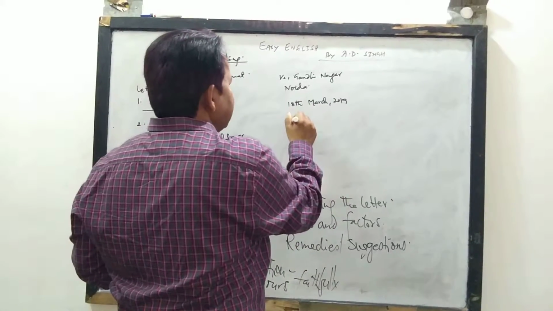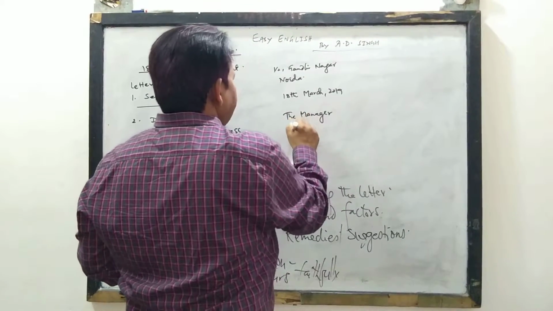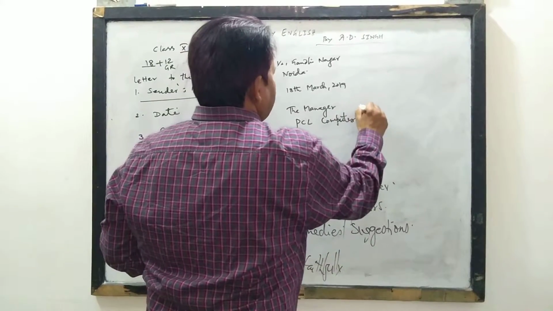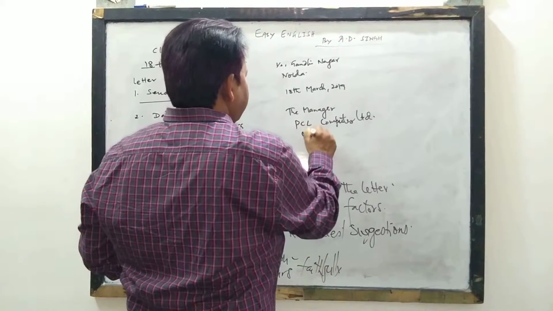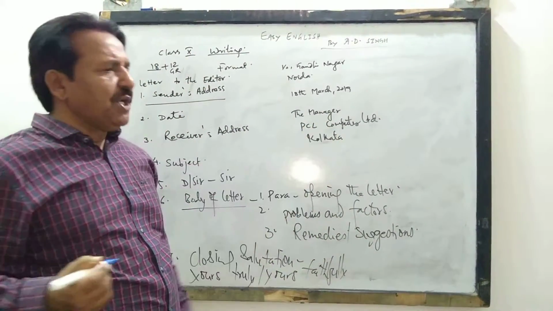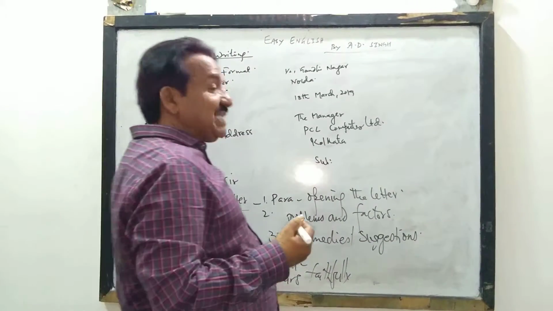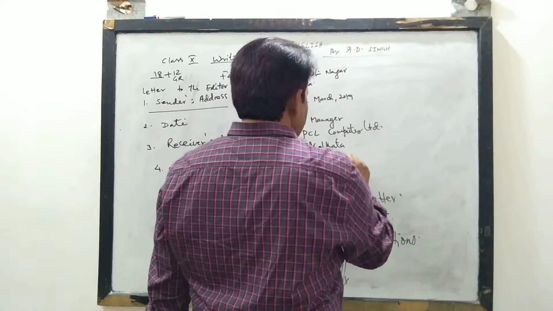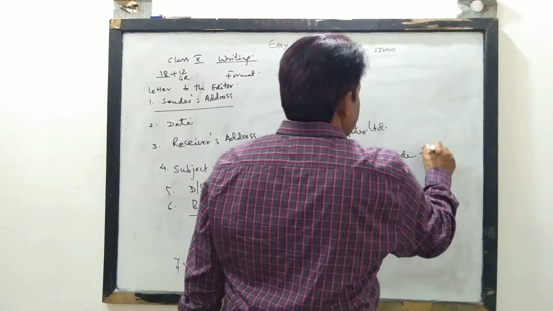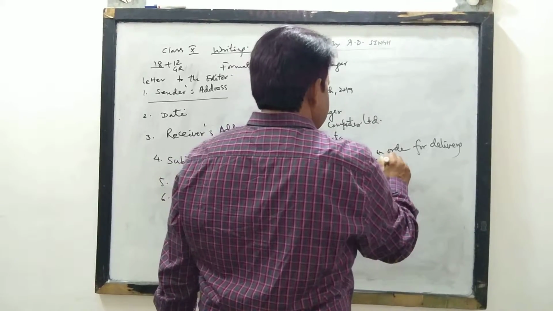After that, the receiver's address: the manager, PCL Computer Limited, Kolkata. You are just ordering this from Kolkata. A company from which place? Kolkata. The manager PCL Computer Limited, Kolkata. Now you write subject. What will we write as subject? Placing an order regarding an order. Placing an order for delivery of how many sets? 50 sets. Delivery of 50 computer sets.